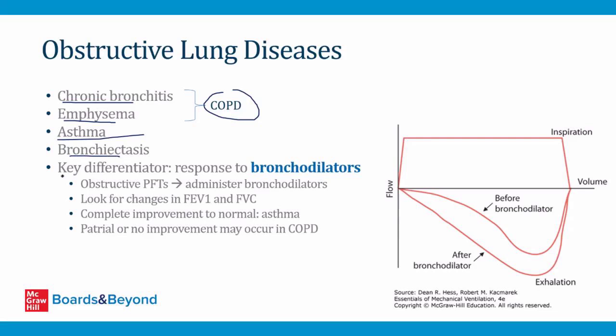But you should be aware that a key differentiator among all these causes of obstructive lung disease is the response to bronchodilators on spirometry. If a patient has a spirometry test and you find evidence of obstruction, you can administer bronchodilators and then look for changes in the FEV1 and the FVC. If there's complete improvement of the FEV1 and FVC all the way back to normal, that's what you expect to see in asthma. In contrast, in COPD, what you get is either a partial improvement or no improvement at all.